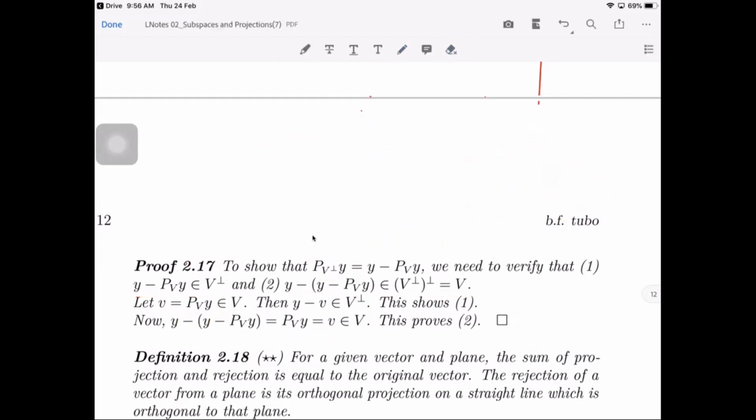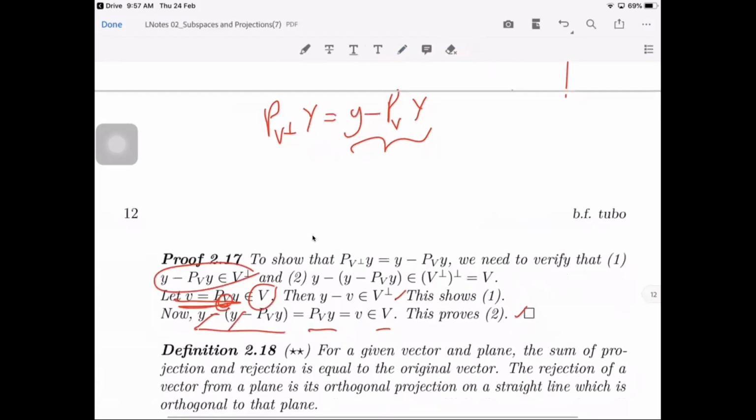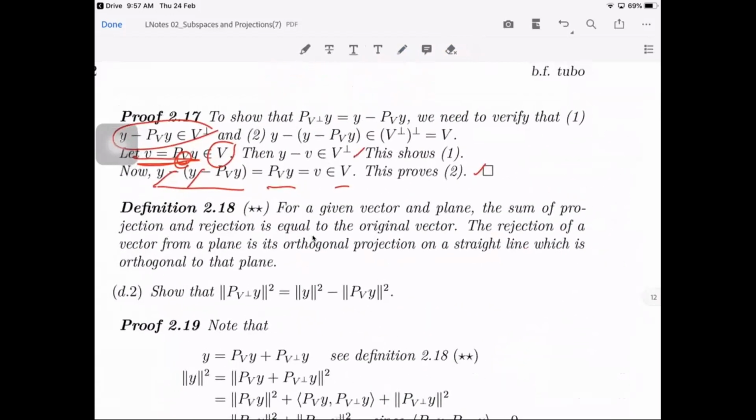So, if we let v be the projection of y onto V, the projection of y onto V is in the space V too. So, by definition of projection, y minus v is in V perp, which is what we want to show. And then here, simplification, cancellation of vectors, this is in V. So this proves 2. Okay, very easy. That is just using the definition of projection. Okay.